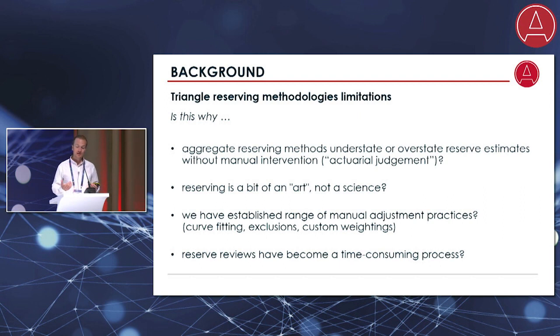And then is this also maybe why we have a wide range of established methodologies of smoothing patterns, making very clever custom weightings to the pattern calculations? People are talking about algorithmic exclusions as a method, also a method of smoothing. There seems to always be a need to adjust your BF and your chain ladder, make adjustments to the patterns, make adjustments to the ILRs, etc. And then, is this also maybe why it's a very time-consuming process at reserve review periods?